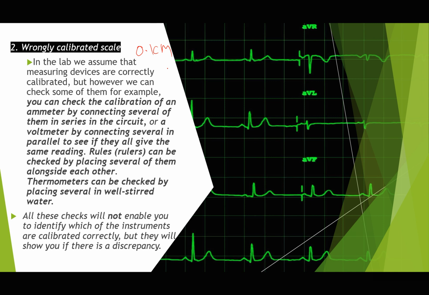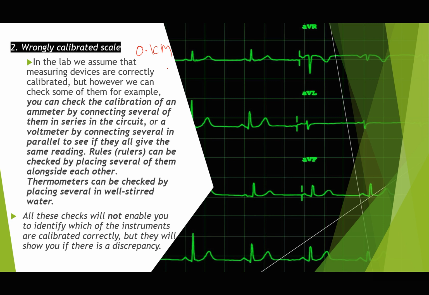Have you ever tried to connect ammeters in a series and you notice that they don't read exactly the same or give exactly the same value of current? Have you ever connected several voltmeters in parallel across the same component and they don't give the same reading? This could be as a result of these instruments being wrongly calibrated.